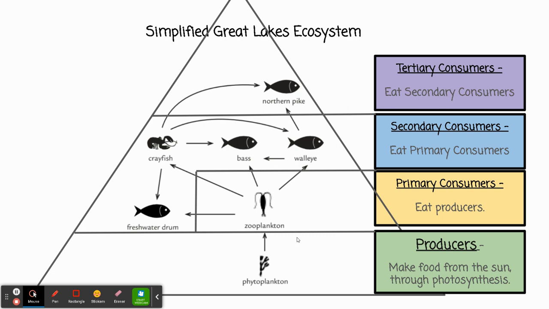And if we tried to make this into a pyramid just the way it's drawn, it's a little funky. You can see that the primary consumer is just the zooplankton. So I kind of put a box around him. Here's the secondary consumers and the tertiary consumer. So our poor little phytoplankton is the only one that makes food.